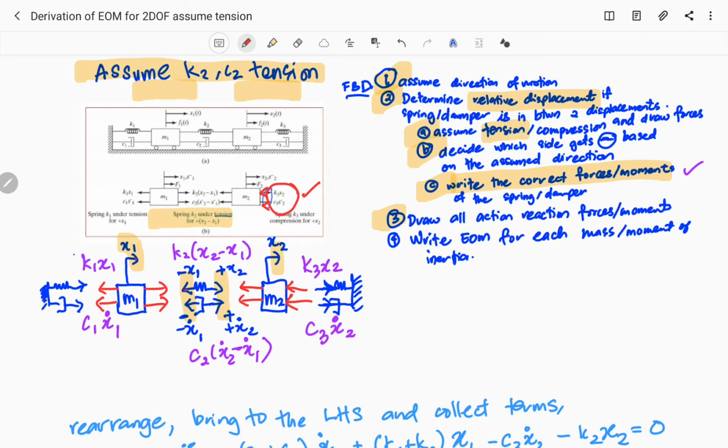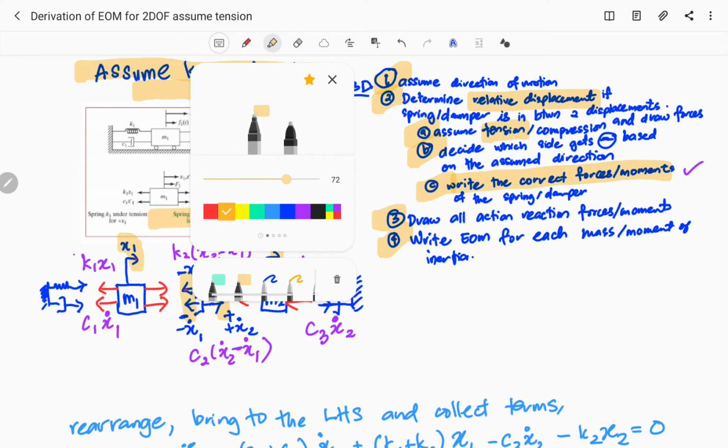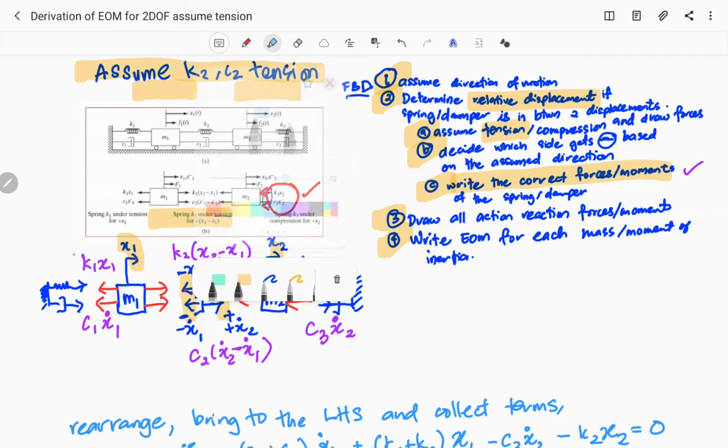We are now in step 4, write the EOM for each mass. Don't forget that you just need to focus on M1. After you've drawn the action reaction, do not look at all the blue arrowheads. You are just focusing on this mass. The equation of motion is based on the mass itself, so you can write that equation.